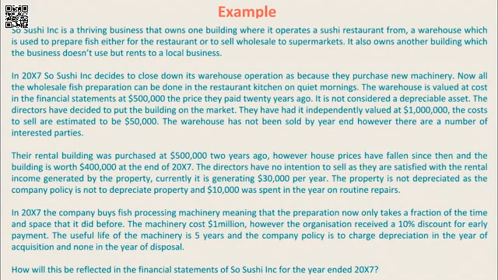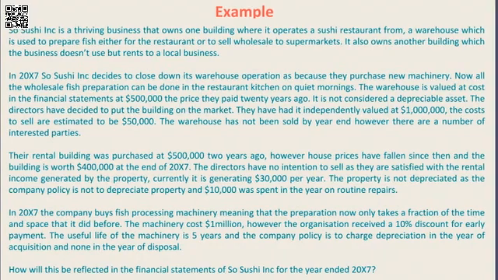The machinery cost $1 million, however the organisation received a 10% discount for early payment. The useful life of the machinery is 5 years, and the company policy is to charge depreciation in the year of acquisition, and none in the year of disposal. How will this be reflected in the financial statements of So Sushi Inc. for the year ended X7?